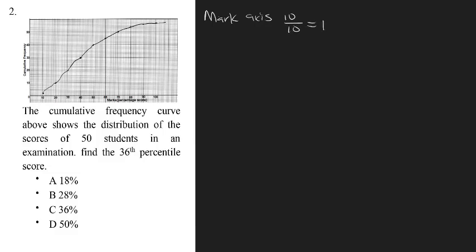So that means each of these small boxes on the mark axis, which is always measured in percentage, has a value of 1. And the same on the cumulative frequency. So we'll say cumulative frequency axis.